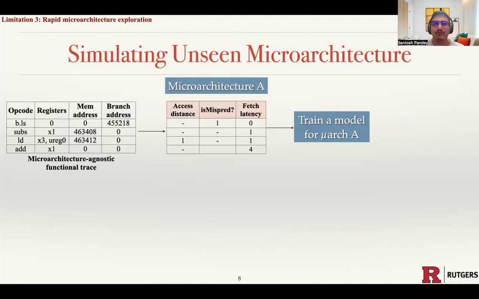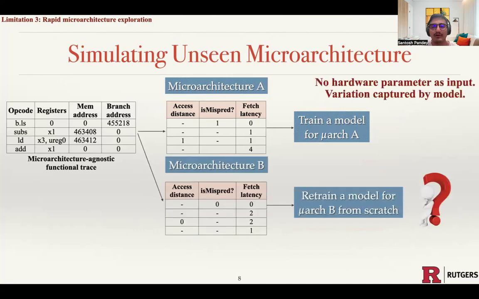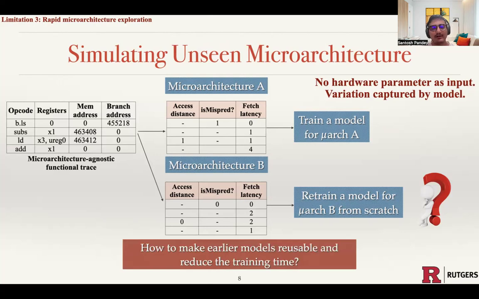Now that we have the model, the next question is how we can simulate unseen microarchitectures. For simulating an unseen microarchitecture, we need to train a model specifically for that microarchitecture. So whenever we have a new microarchitecture that we want to predict on, we need to retrain a new model for that from scratch because we have the same input, but the performance metrics are different. The reason is that we have no hardware parameter as input to the model, and the model has to capture all the variation. Now, the question is how to make earlier models reusable and reduce the training time.